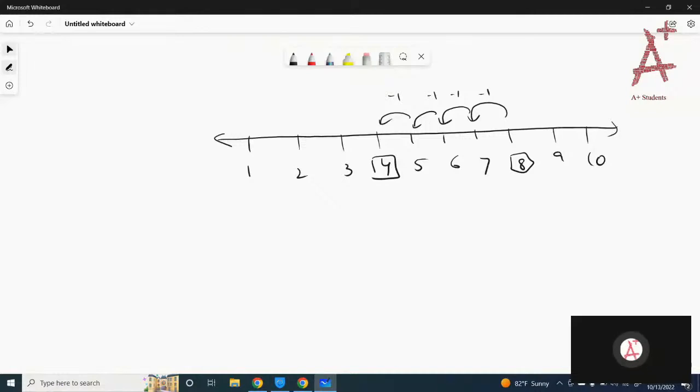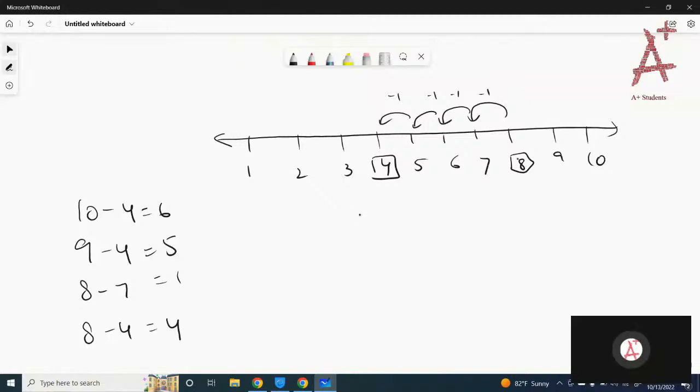Okay, so now you have to look for the numbers that are written in the squares. Here you have 8 in the square and here you have 4 in the square. The options are 10 minus 4 equals 6, 9 minus 4 equals 5, 8 minus 7 equals 1, and 8 minus 4 equals 4. Okay, now look at the numbers. Here you have 8 and here you have 4.